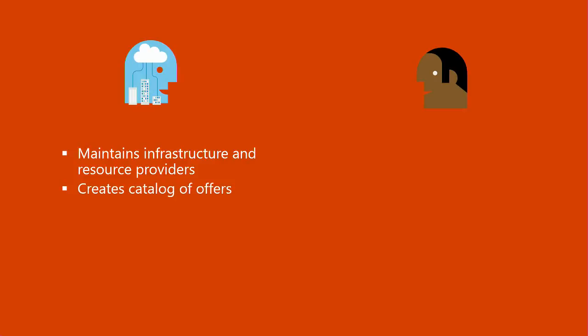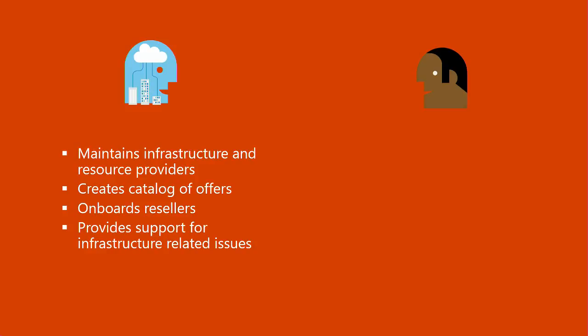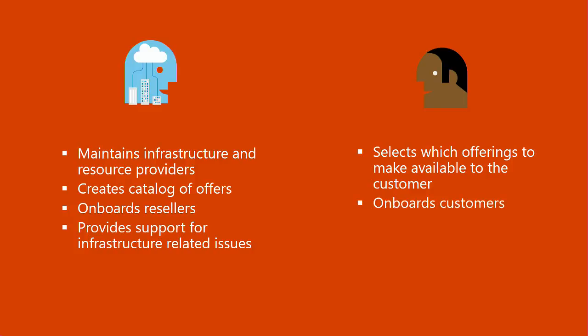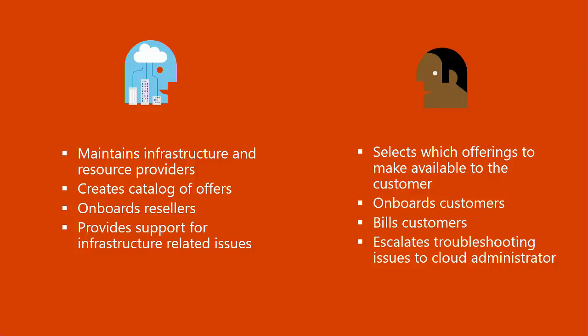Let's look at the responsibilities of the service admin and dedicated provider. On your left is the service admin. He or she maintains the infrastructure and the resource provider, creates a catalog of offers, onboards resellers, provides support for the infrastructure, and troubleshoots issues. Right? On your right hand is the dedicated provider. Their responsibility is to select which offer to make available to their end customer, onboard the customer, bill the customer, and escalate troubleshooting issues to the cloud admin.